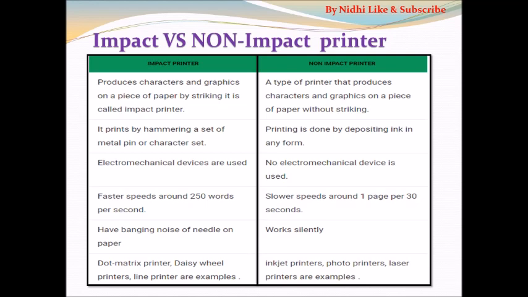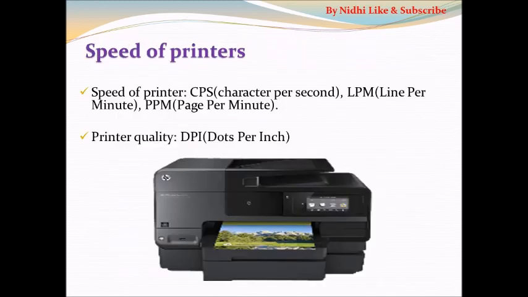Okay, now we will see the speed of a printer. Speed of a printer can be measured in CPS, characters per second, or LPM, that is lines per minute, or PPM, that is pages per minute. And printer quality is measured in dots per inch, that is DPI is the unit of measuring printer quality.